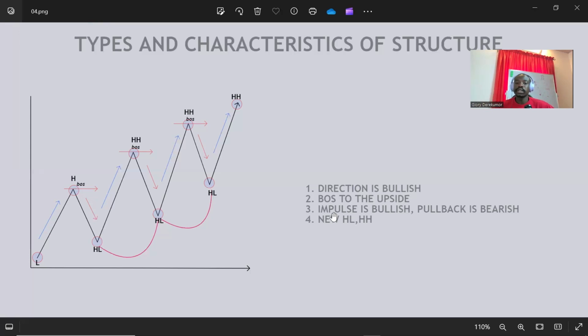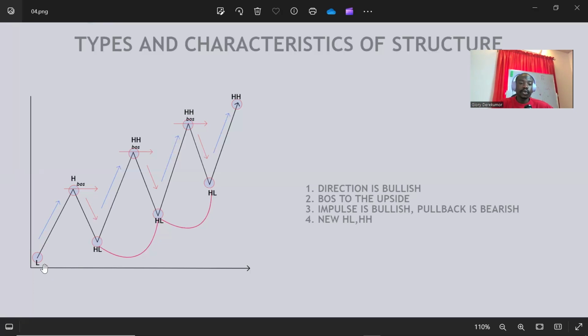Okay, now in an uptrend, we are going to be having new higher lows being created and new higher highs being created. And what do we mean by that? These points that have been circled out here. So all of these points are called structure points. Okay, all of these points are called structure points.